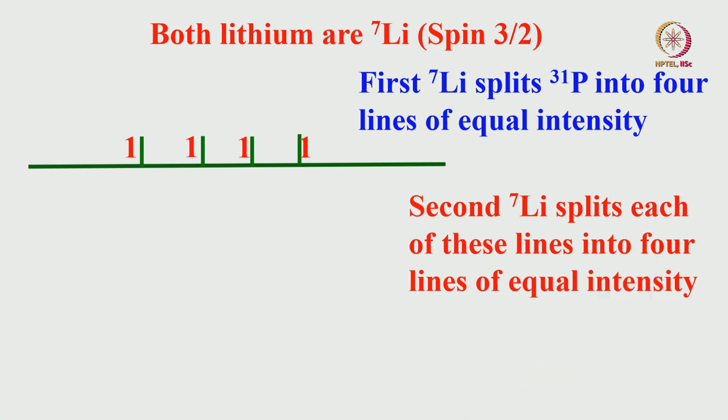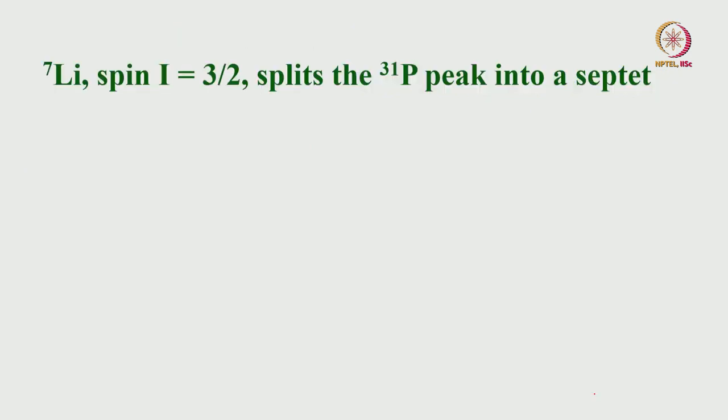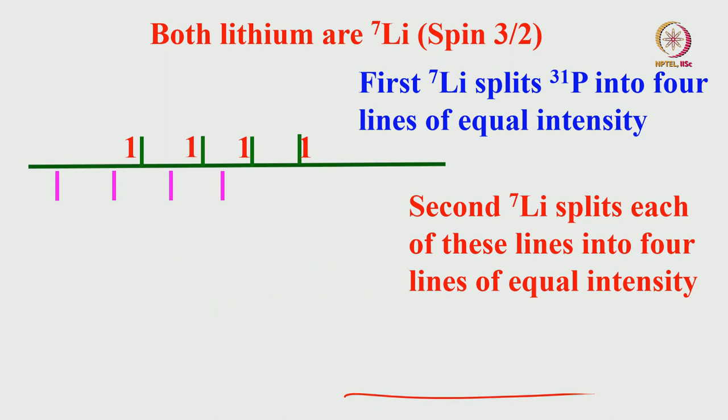What does the second lithium do? It will split each of these lines again into 4 lines. From the center, I wrote 4-4 lines. Now, add up the intensity. It is 1-2-3-4-3-2-1. And that is the pattern you should get. When both the lithiums are lithium 7, which has spin 3/2, coupled to phosphorus, you get a 7-line pattern of intensity 1-2-3-4-3-2-1. That is exactly what we got here.